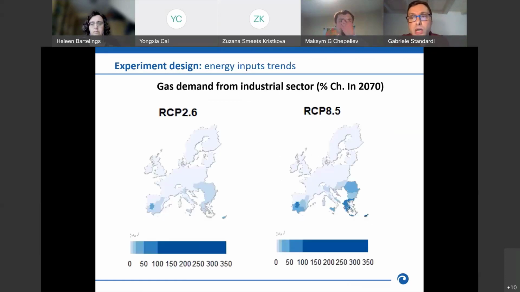Then, this is just to give you an idea about the main trends we have implemented in the CGE model. I have 12 different impacts for RCPs, so here I just report the main trends and the main RCPs, which are the extreme RCPs 2.6 and 8.5, because RCP 4.5 and 6.0 are somewhat in between these two extremes. You can see, for example, that the gas demand from the industrial sector is expected to increase in Europe, and these increases are more pronounced in RCP 8.5 and in Southern Europe.